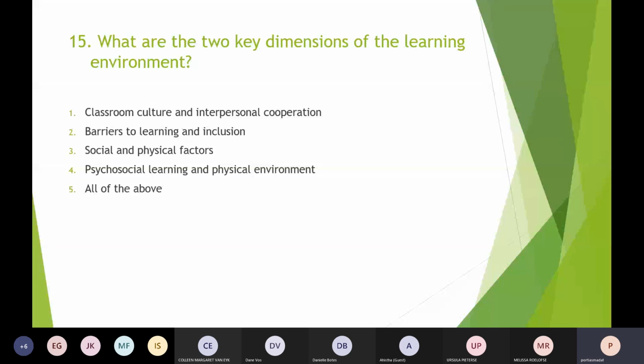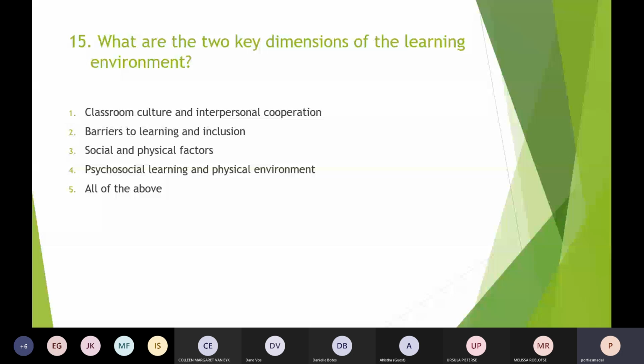All right, thank you. Students, so number 4 is the most suitable answer, because if you look at the psychosocial learning environment, that covers the psychological and social factors. And if you look at the physical environment, it includes your classroom space, the classroom infrastructure, the arrangement of your furniture. So looking at it that way, number 4 will be the most appropriate answer to the question.